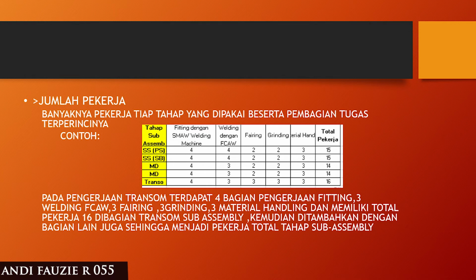In transom works there are 4 parts of fitting work, 3 welding FCAW, 3 fairing, 3 grinding, 3 material handling, and a total of 16 workers. Transom subassembly then is added to the total of workers.